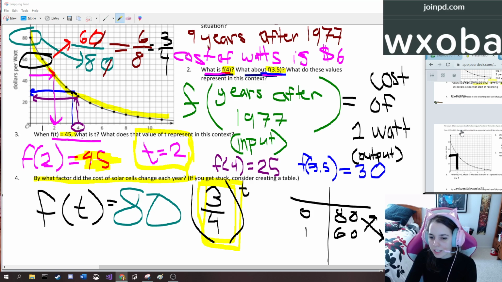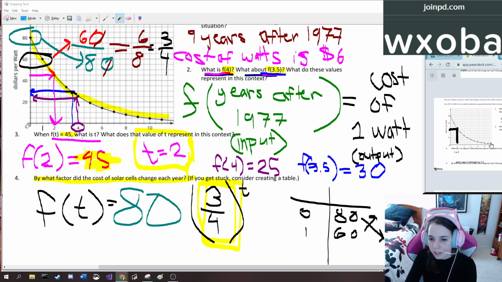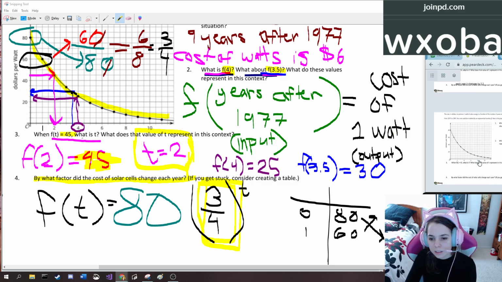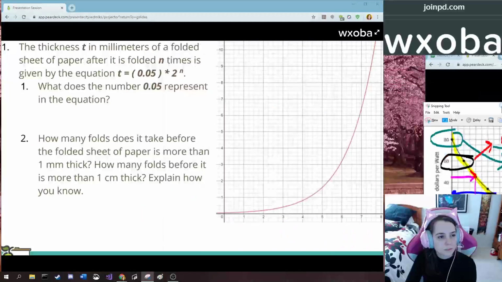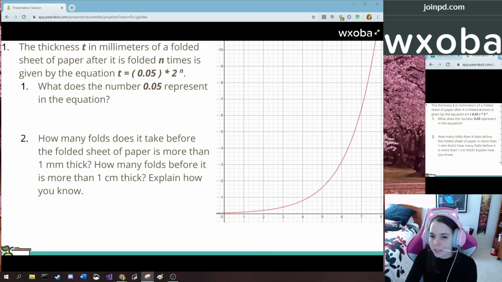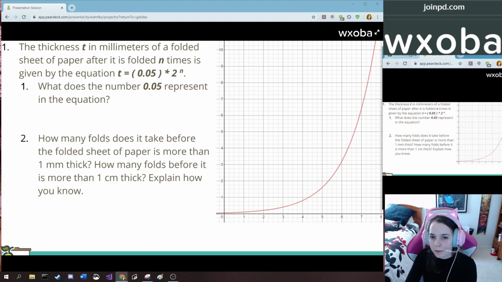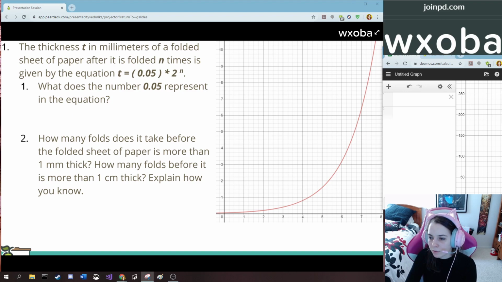So we're going to take another look at a different problem. All right. So this is going to be about a piece of paper that is folding.